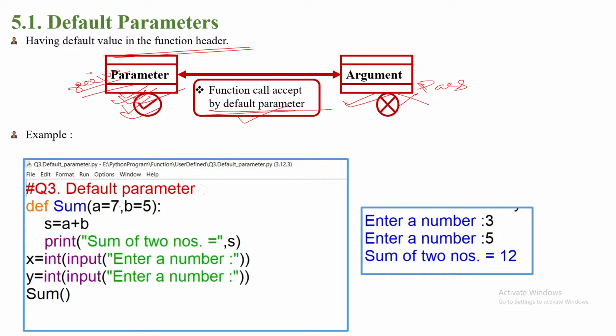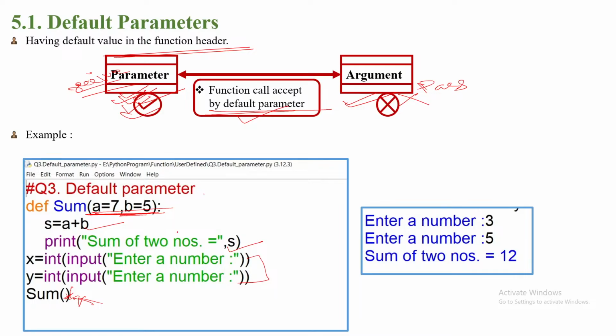Now, def sum a equal to 7, b equal to 5. This is the default parameter. Then s equal to a plus b, then afterwards the print command to fetch the data. Then x, y we are taking from the input, but we are not passing the argument here. In the function call we are not passing any argument. Understood? If you pass, then what happens? It will not accept the default parameter, then the value will be changed.